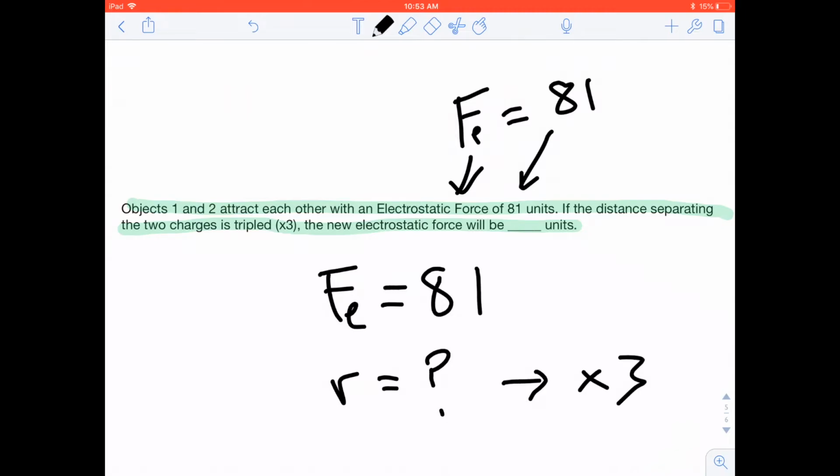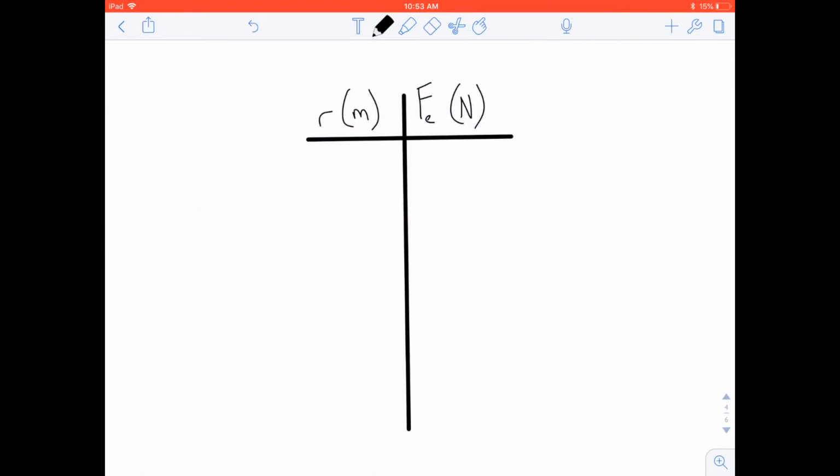There's kind of a lot here, but it's a lot easier if we pick a strategy. Let's use our data table and use the strategy of picking numbers. So we can't pick the electrostatic force, they gave it to us in the problem. And let's pick a number for the distance between them. And it does not matter what we pick. I like to pick the easiest ones that we can. Let's pick 1. That's a super easy number to pick.